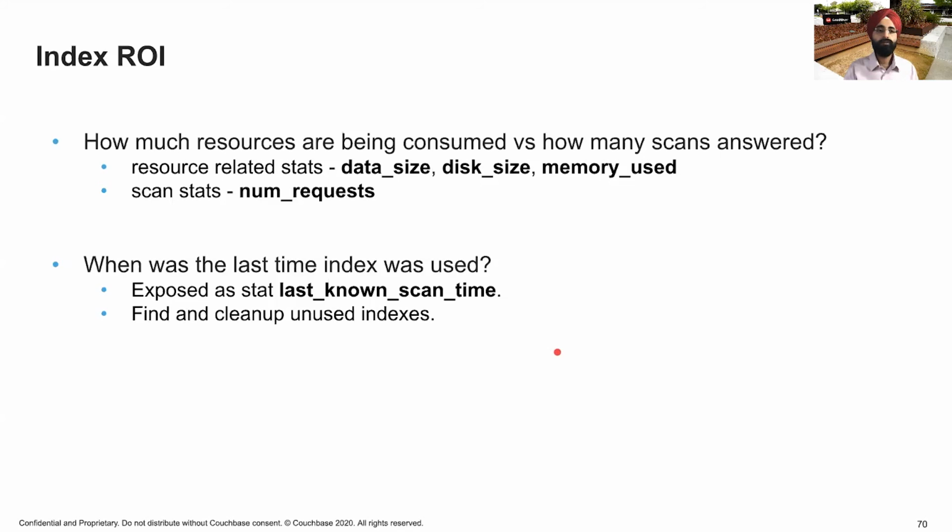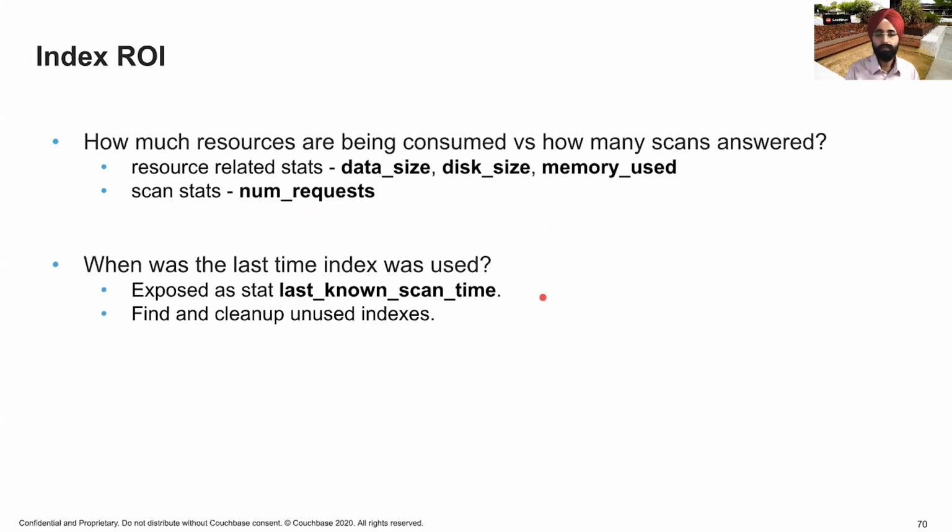Index ROI is another topic where sometimes the administrators need to find out, for a particular index, what kind of resources are being consumed versus how many scans are being answered. So there are some useful stats which can be used to answer this question. For example, the resource usage of an index can be seen by the data size, disk size, and memory used, and how many scans it's answering can be checked using the stat num requests.